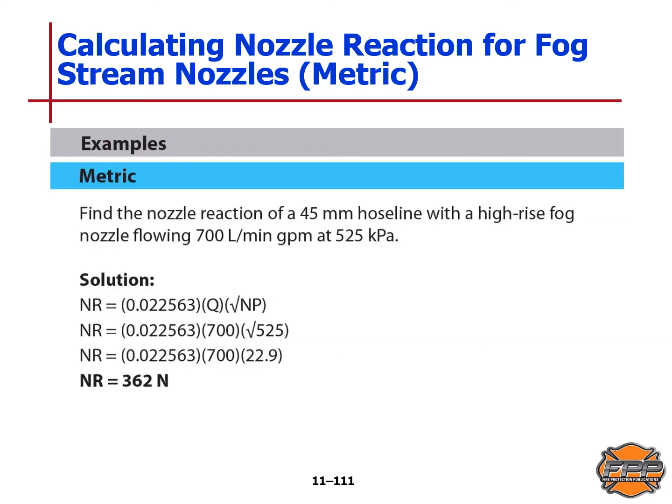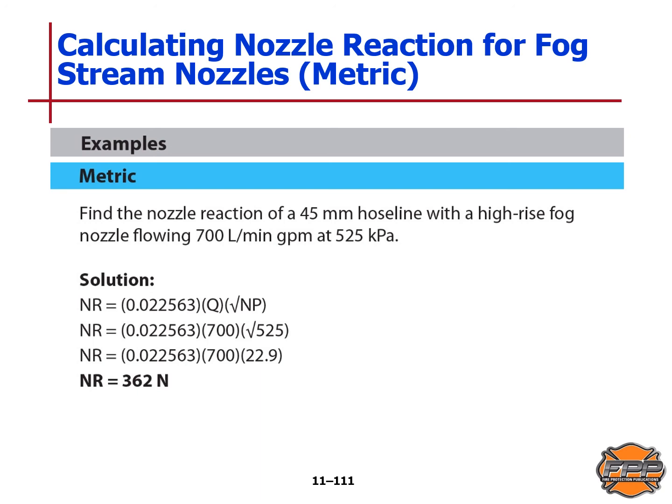Here's an example of this formula in metric. Find the nozzle reaction of a 45 millimeter hose line with a high-rise fog nozzle flowing 700 liters per minute at 525 kilopascals. The solution, under solution, you have your first line, which is the formula. Nozzle reaction equals 0.022563, which is your constant in metric, times Q, your flow rate, times the square root of NP, which is your nozzle pressure.